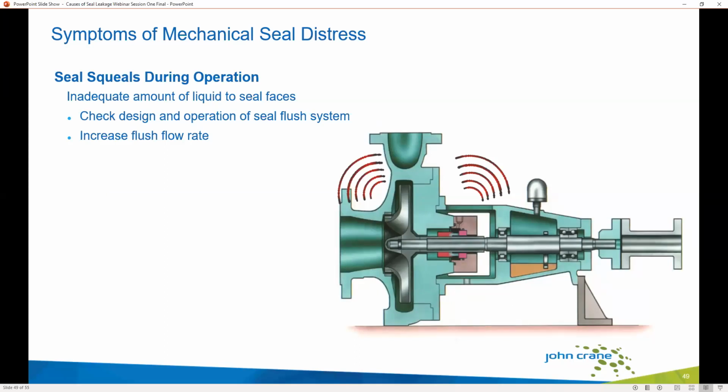We could also hear squealing. If we hear squealing, we're now seeing very hard contact between the seal faces. That's a sign to us that we don't have good lubrication anymore. We're getting hard contact between the faces. We have solid on solid contact. So again, we want to check to make sure that we're providing enough lubrication, checking our seal support system, making sure that it's operating as intended, and see if we can increase the flow rate or improve the quality of the flow to the seals, and see if that makes that noise go away.